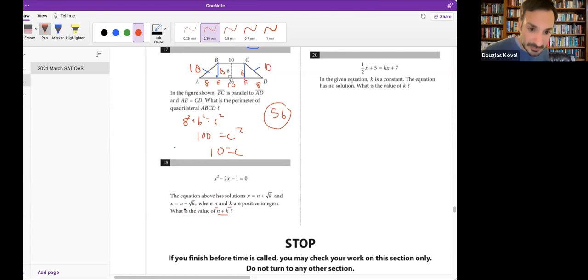The reason they had us put it in this form is because we can't enter radicals into our grid-in sheet. So they just want to know what the number is in front of the radical, what the number inside the radical is, and add them together. So how are we going to go about finding this?